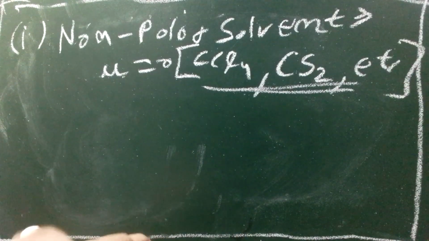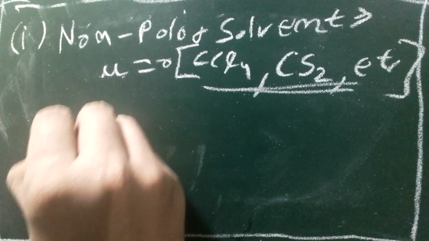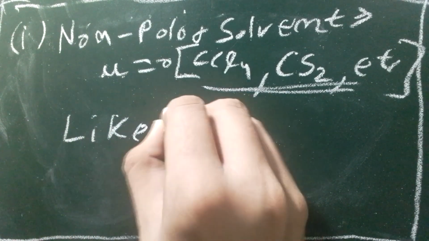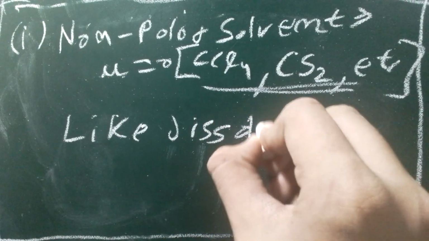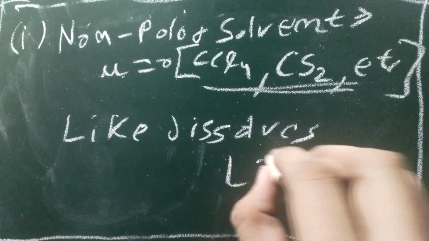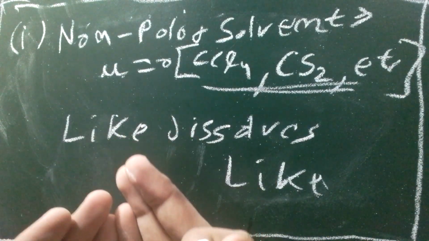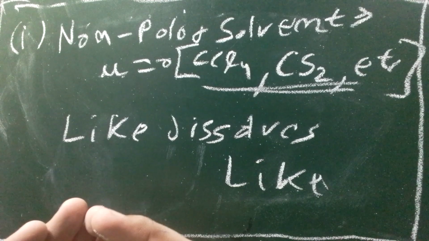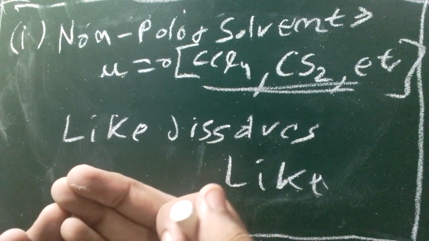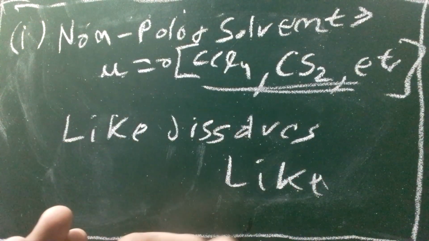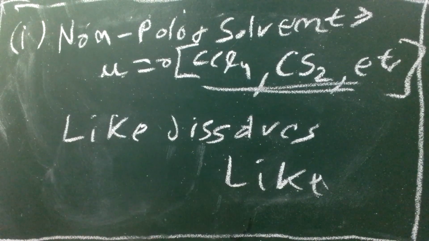So first of all, you should know that like dissolves like. This means that a non-polar solvent will dissolve non-polar compounds, while a polar solvent will tend to dissolve the polar compounds or polar molecules. So following this fact, we will put out our theory.